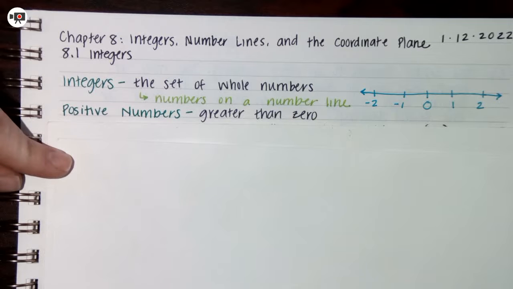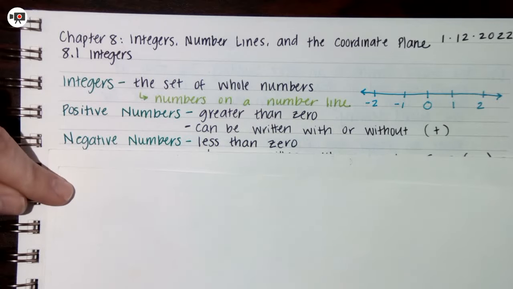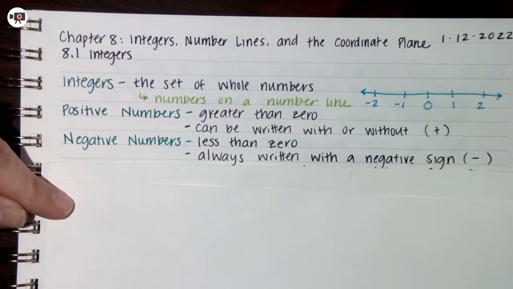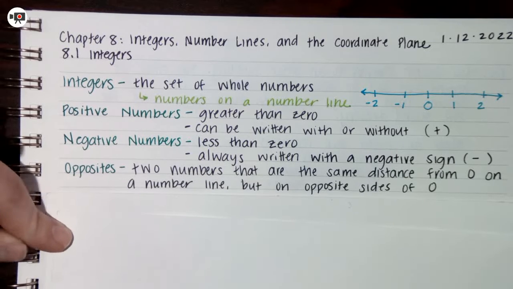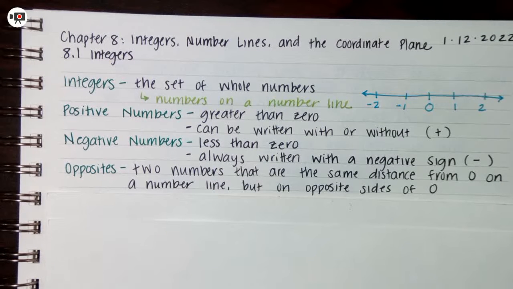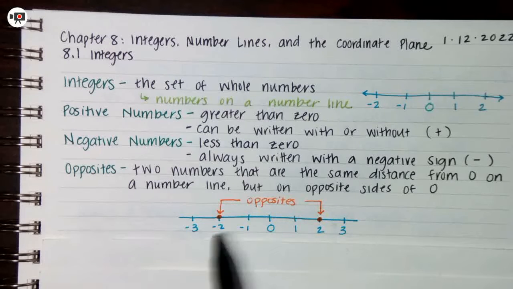Then we have positive numbers, which are greater than 0. They can be written with or without a plus sign. Then we have negative numbers, which are less than 0. And they're always written with a negative sign. Then we have opposites. Those are two numbers that are the same distance from 0 on a number line, but on opposite sides of 0. So if I have 2, the opposite is negative 2. They are both two units away from 0, and they are on opposite sides of 0.